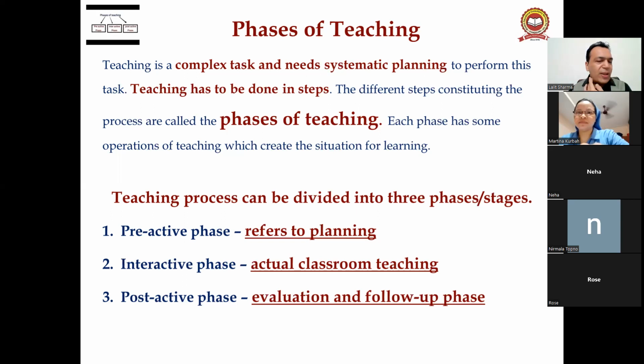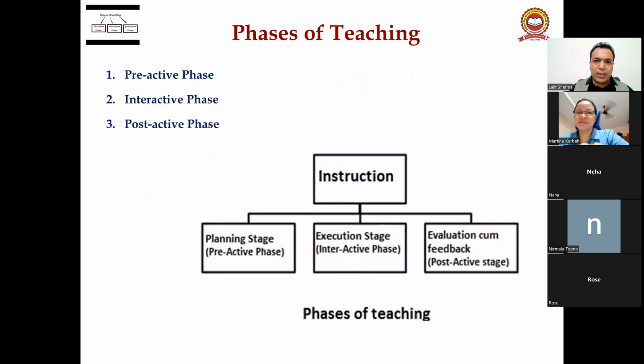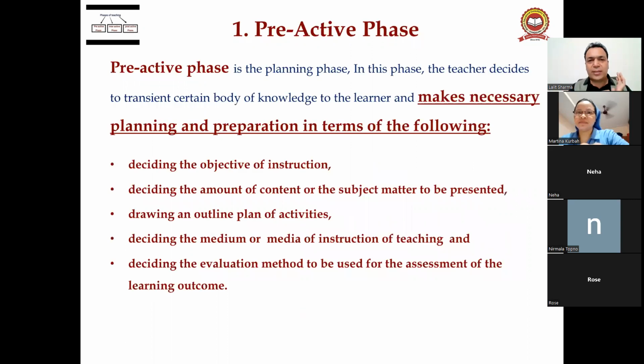So one is the pre-active phase. So what is a pre-active phase? What is the meaning of a pre-active phase? Pre-active phase refers to planning. You have to plan. Second, the interactive phase is directly the classroom situation. You have to interact with the students. And third is the post-active phase. Under the post-active phase, you have to do the evaluation, take feedback from the students, and follow up. Okay, now we do it step by step. What is in the pre-active phase, what is in the interactive phase, and what is in the post-active phase. Okay, you always have to teach like that. So number one, the pre-active phase.